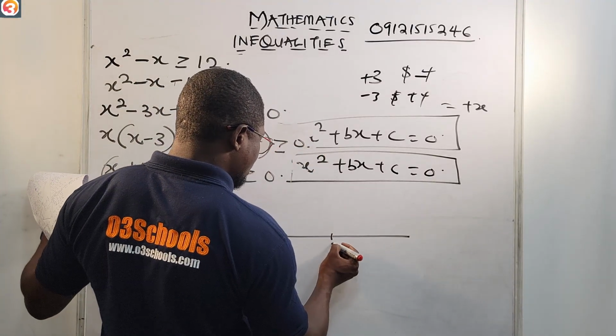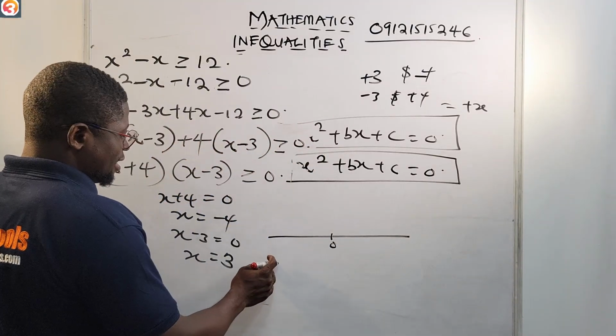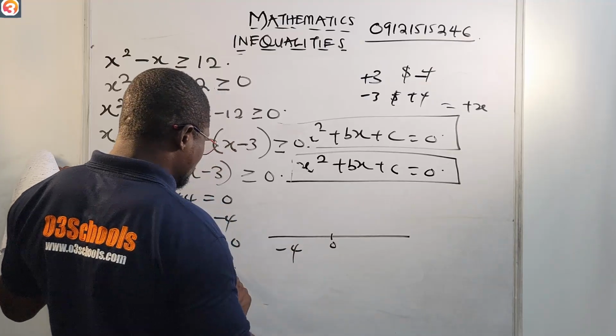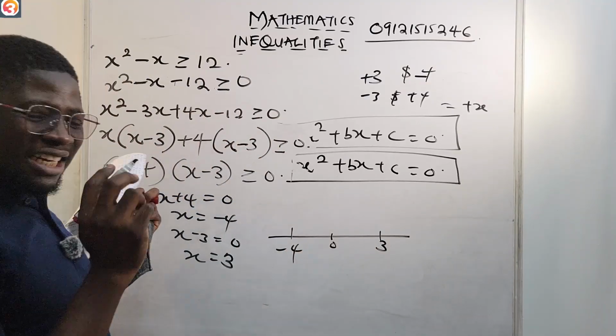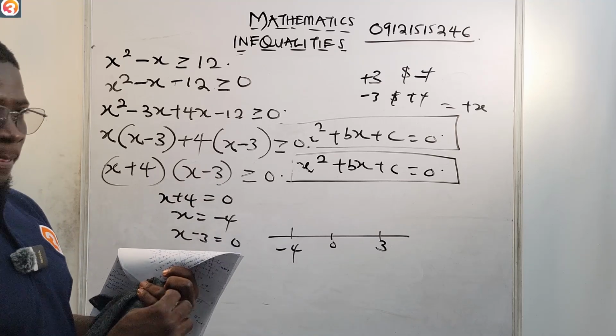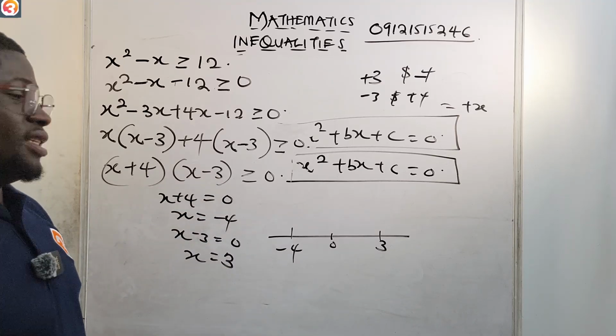Here is our 0. Then to the left is our minus 4. Then to the right is our 3. Okay, this point and this point. Now we're having 3 points on this number line.